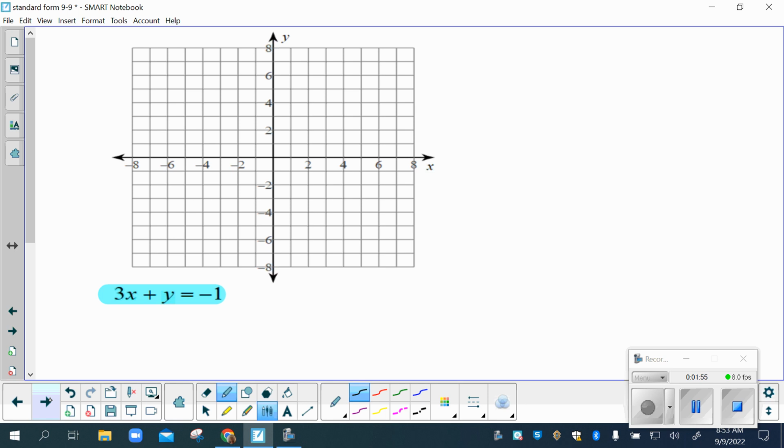So we have 3x plus y equals -1, right? So we're going to start with a nice and easy one. We're going to get y by itself. That is our goal. Our goal is to say, hey, dude, you need to be all alone, because then it's really easy to graph. I got my m, I got my b. So I need to get rid of that 3x, right?